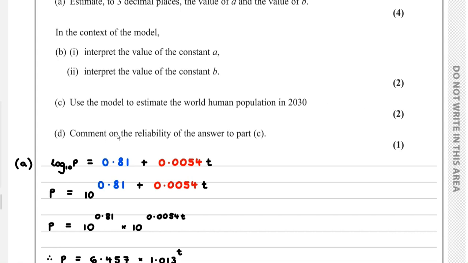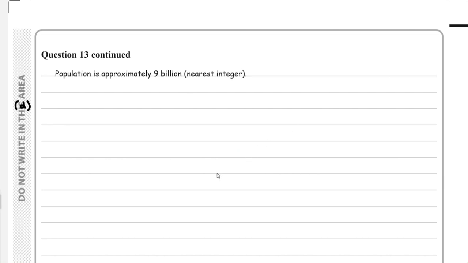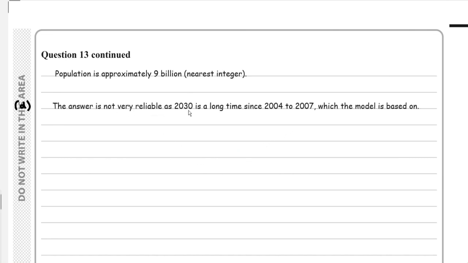Part D. Comment on the reliability of the answer to Part C. For Part D, the answer is not very reliable as 2030 is a long time since 2004 to 2007, which the model is based on.